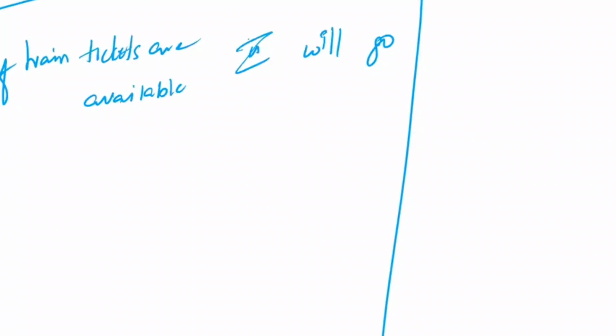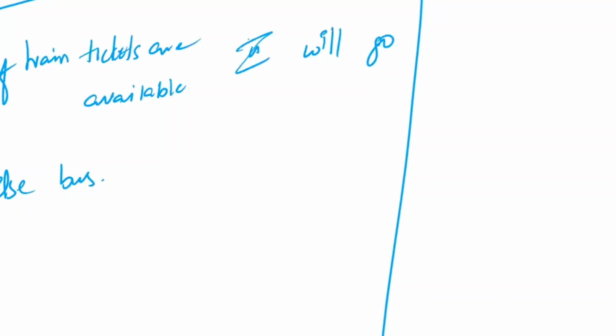Now, second option, number 2. First, I will try with train tickets. If they are not available, I will go by bus. Else bus. It means first you are going to try the train tickets. If they are not available, you are going to go by bus. This is called else.